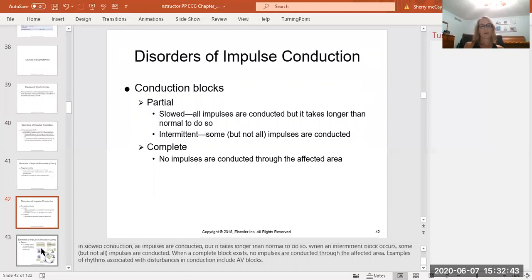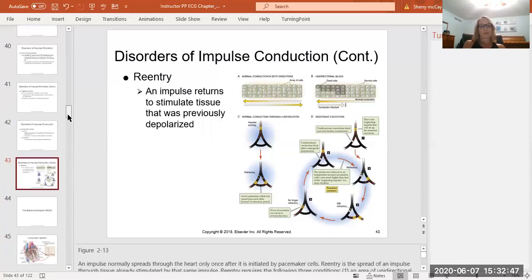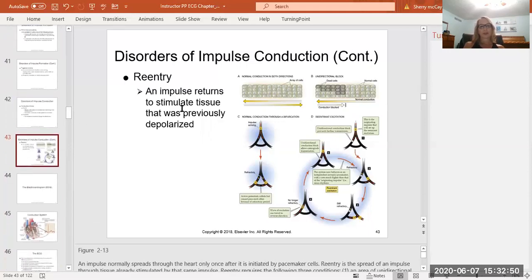Okay, so let's move on from there. Disorders of impulse conduction. Reentry. An impulse returns to stimulate tissue that was previously depolarized.